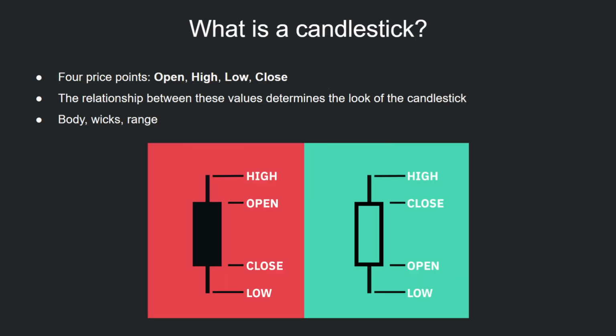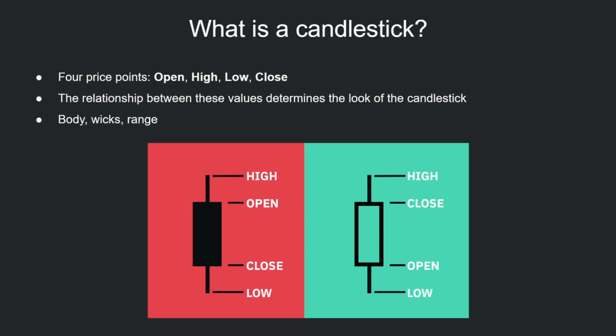Okay, so what is a candlestick? This is what it looks like on the image. As you can see, you need 4 price points to create a candlestick. These 4 are the open, high, low, and close. You might also hear these values referred to as the OHLC values, as in open, high, low, and close. Open is the first recorded price, high is the highest, low is the lowest, and close is the last recorded price in the time frame that the candlestick represents.